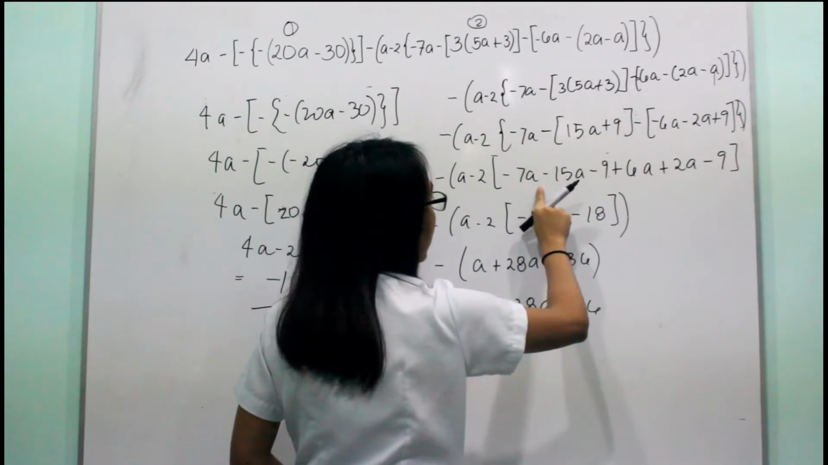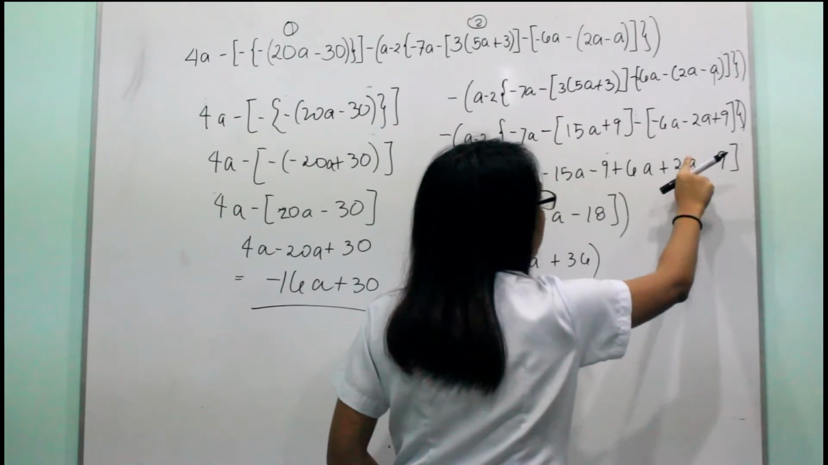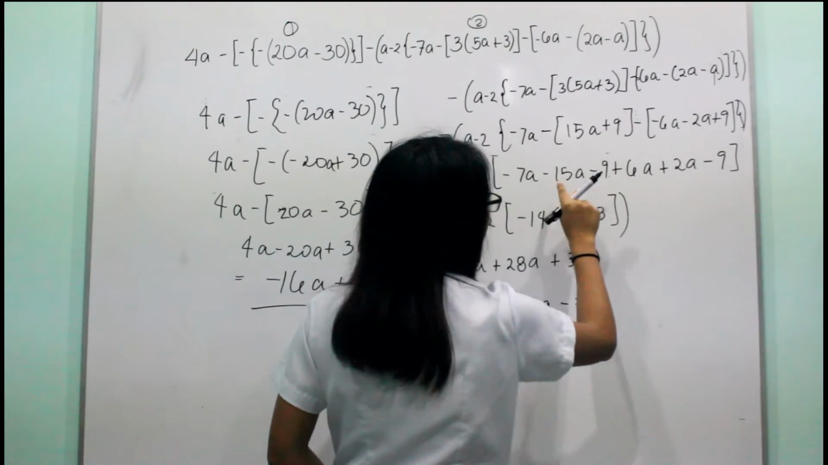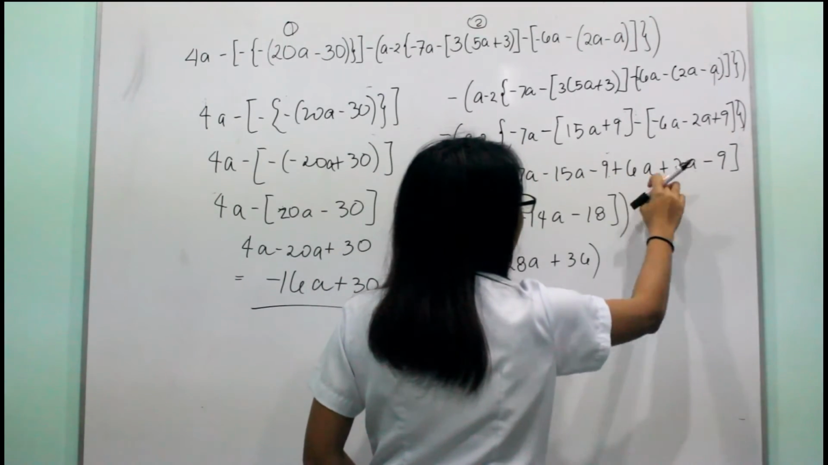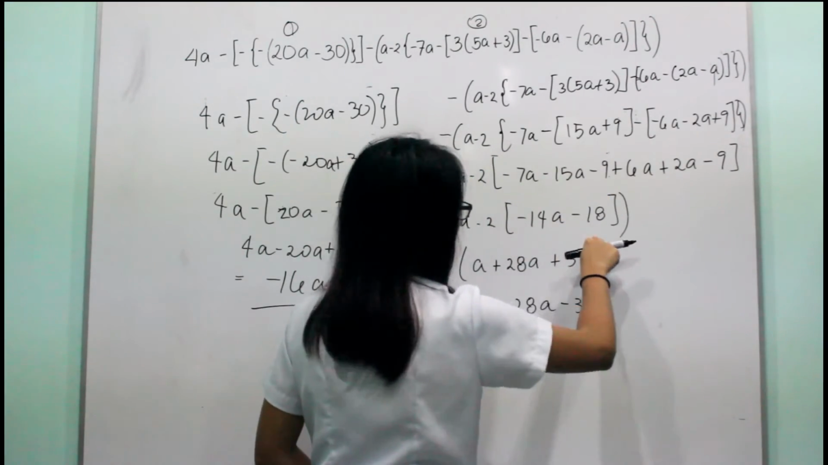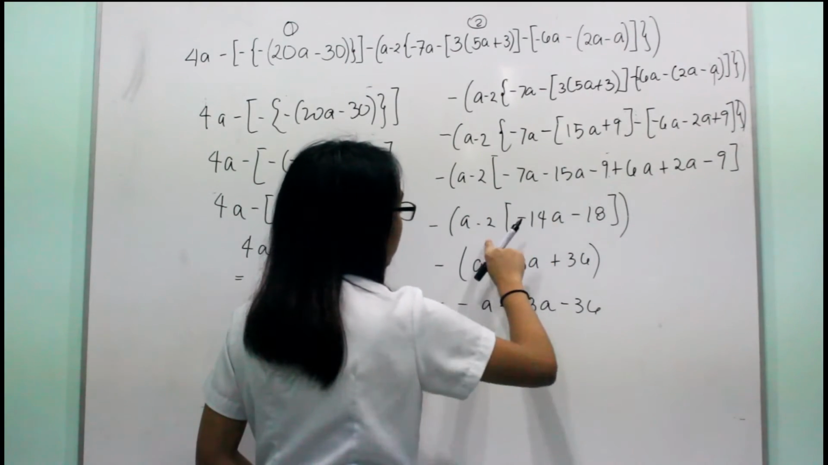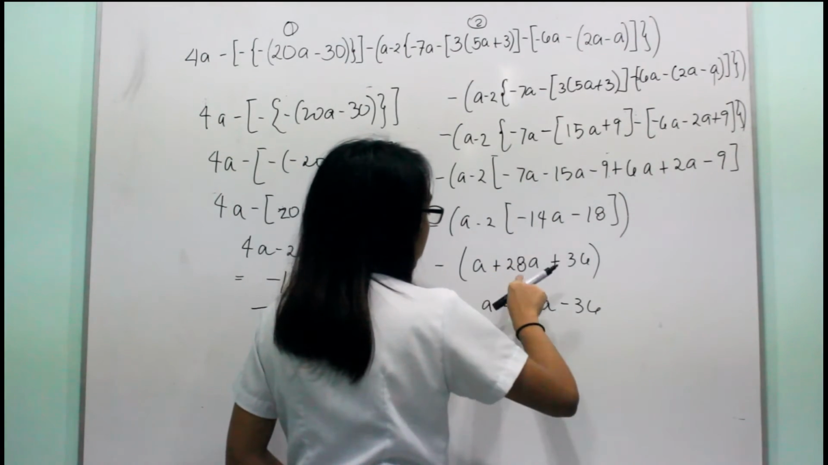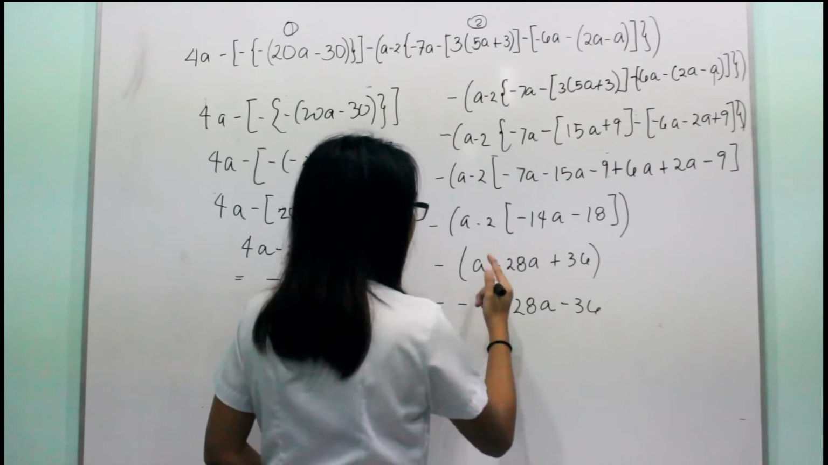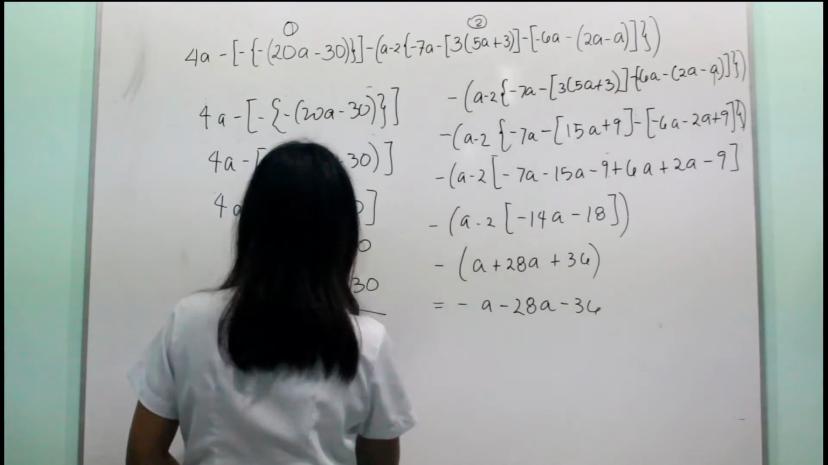So negative 7a minus 15a minus 9 plus 6a plus 2a minus 9. Then you subtract or add the polynomials that are similar. So it became negative 14a minus 18. Then again, we will distribute negative 2 to the polynomial. So it became negative a plus 28a plus 36. Then distribute again the negative sign to negative a minus 28 minus 36.